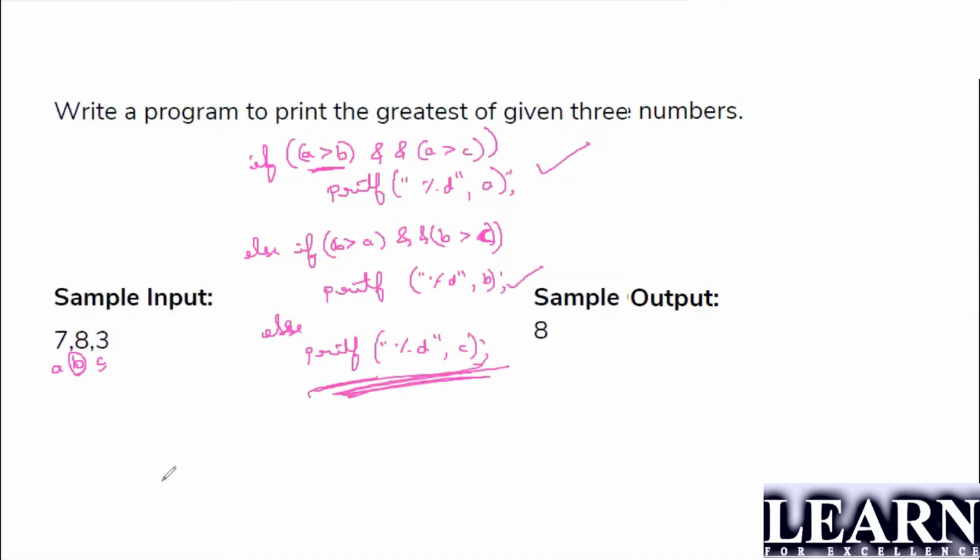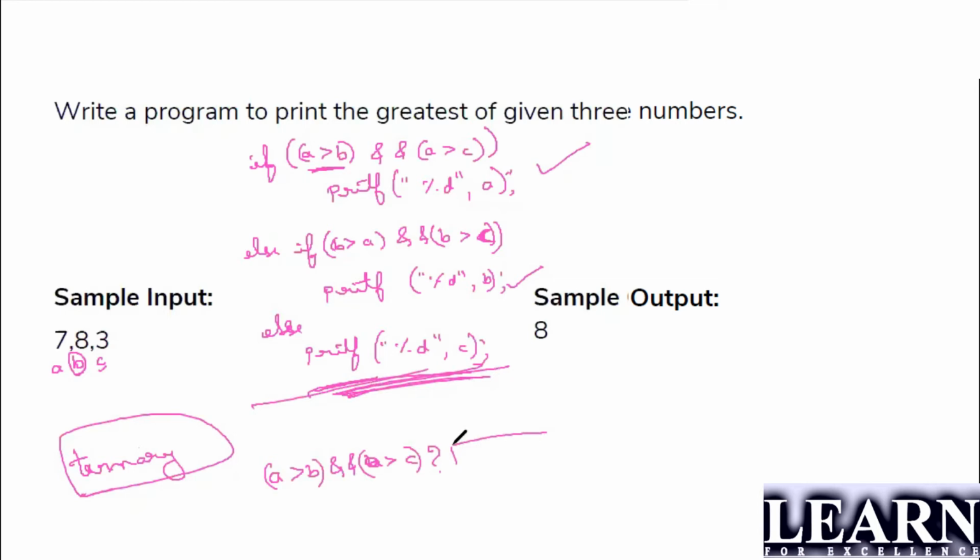Similar to the if condition, we have one more option, that is the ternary operator. If A is greater than B and A is greater than C, this is the condition. If this condition is true, then I can go with another condition inside this, and print printf("%d", A). This is one thing. Else, if this is false, we'll go to the other part.